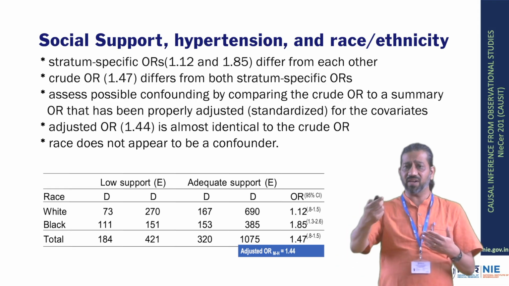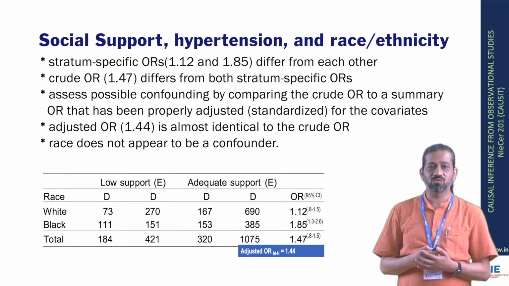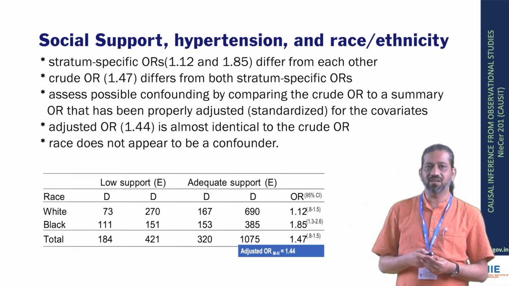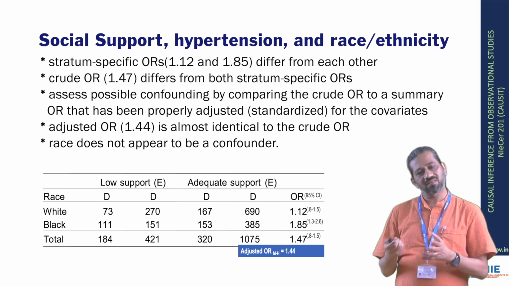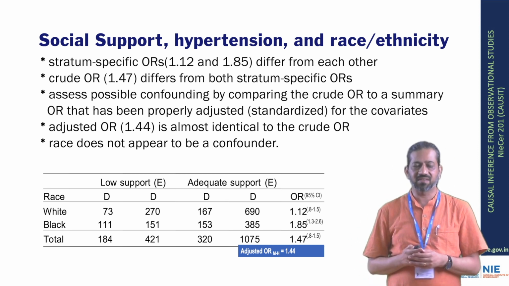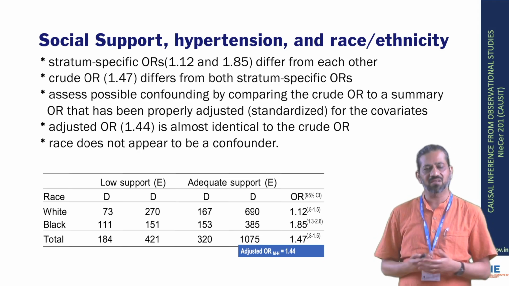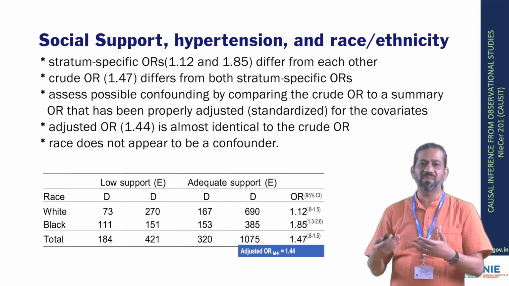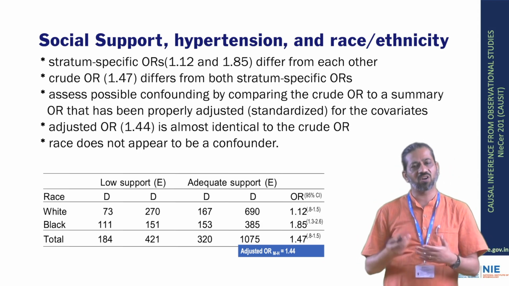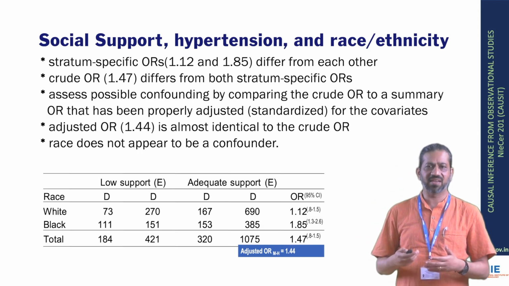Of course, there is another phenomenon that is happening here. As you can see, in the two strata, the stratum specific odds ratios, the effects are different among whites and blacks. And this phenomenon, where we see that the stratum specific measures of association are different from each other, is what is known as effect measure modification. And that is what we will be talking about in another session.